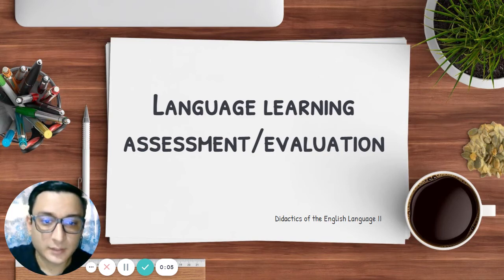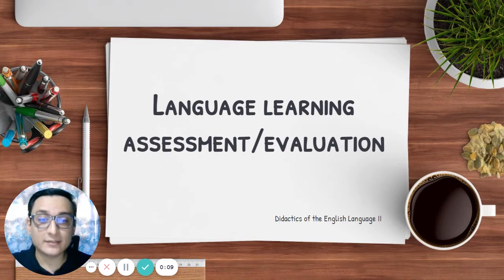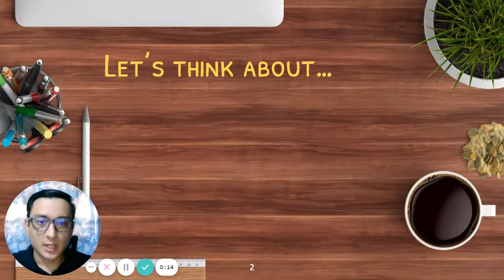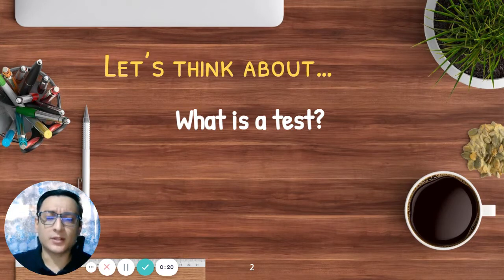Alright guys, so today we're going to start working on language learning assessment and evaluation, which is the fourth unit for this course. First, let's think about this. What is a test? We talk about testing, we talk about assessment, we talk about different terms that are somehow connected. But today we're going to focus mostly on this one.